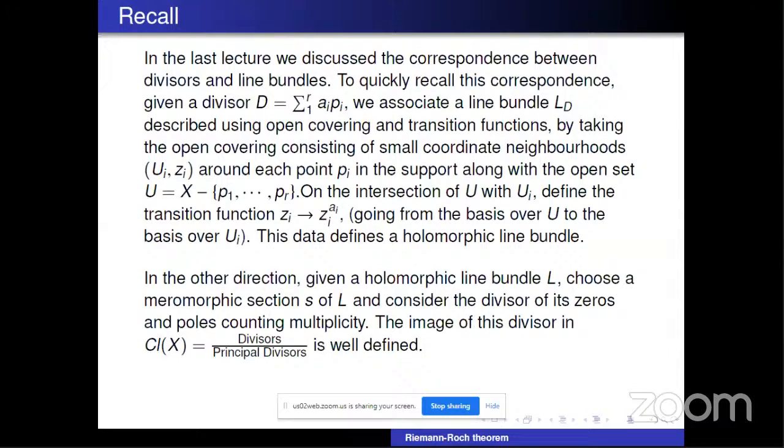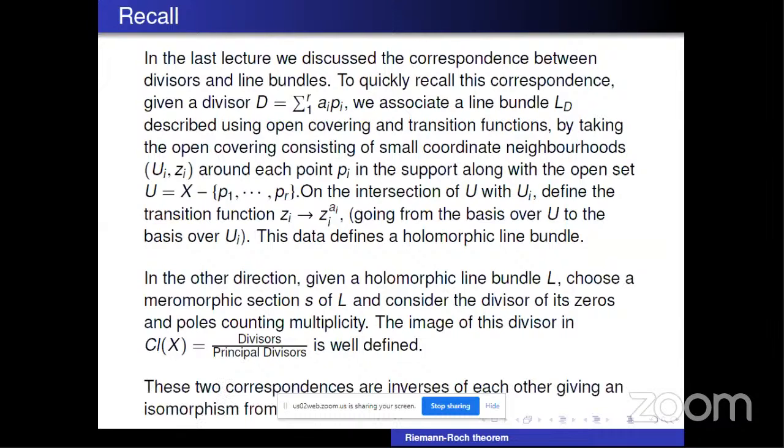In the reverse direction, given a holomorphic line bundle L, choose a meromorphic section s of L and consider the divisor of its zeros and poles, counting multiplicity, always zeros with positive sign and poles with negative sign. The image of this divisor in the class group, divisors modulo principal divisors, is well defined. If you choose a different meromorphic section, the divisor gets changed by a principal divisor. These two correspondences are inverses of each other, which therefore give an isomorphism from the divisor class group to the Picard group.